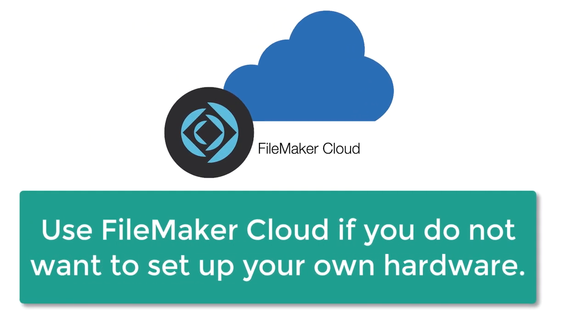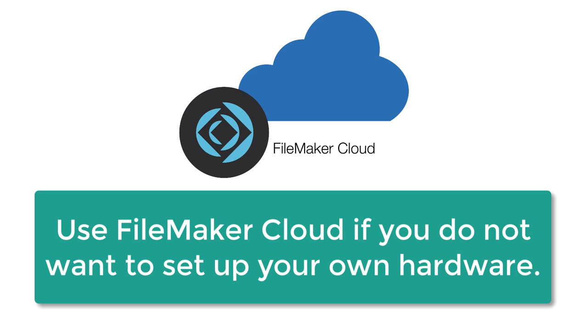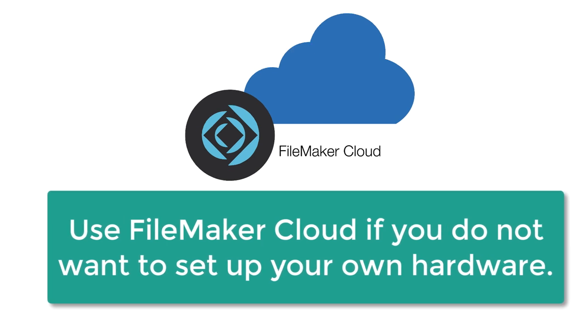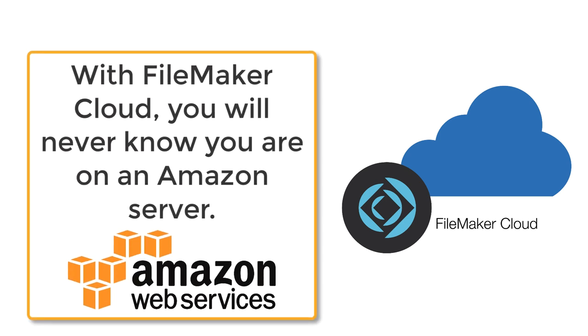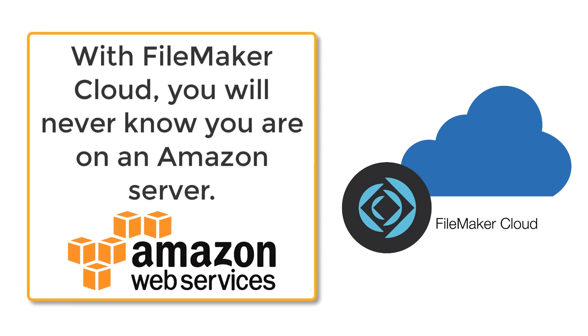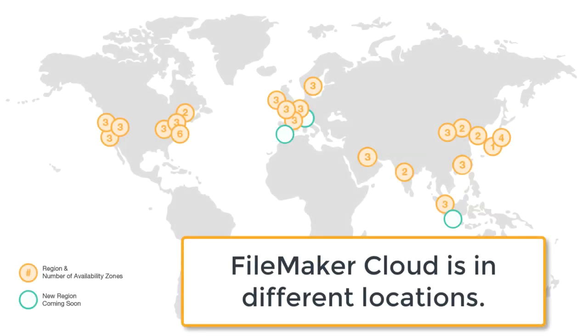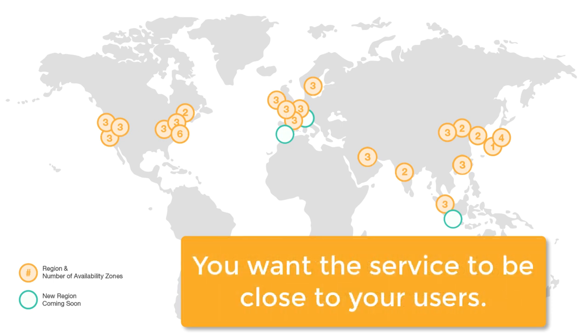Now, if you don't want to set up and run your own hardware, then you need to look at FileMaker Cloud, which is a service provided by Claris. Claris has a single purchase process where you license the FileMaker Cloud for at least 1 year at a time. Then Claris sets up your own server for you up on Amazon. Now, if you're using FileMaker Cloud, you really don't know that you're using Amazon. However, it's good to know that Claris is leveraging the largest, most professional online cloud service in the world. Now, of course, FileMaker Cloud is available in different regions. And in fact, the whole idea behind FileMaker Server or FileMaker Cloud is that you want that service or server to be as close to your end users as possible.